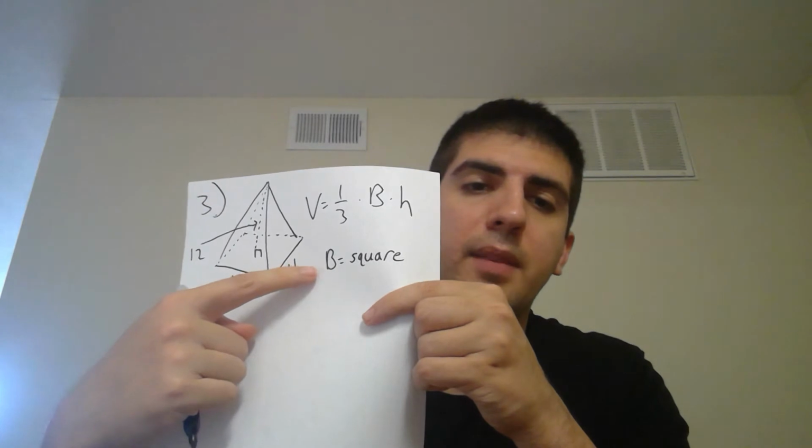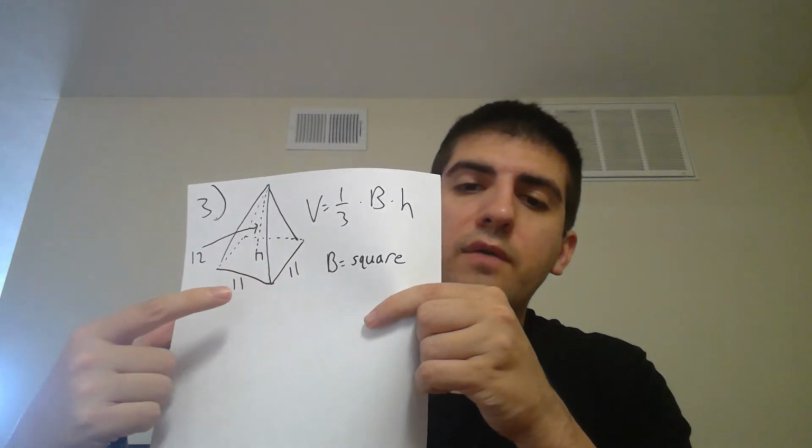Right now, I'm still working on the big B here. So the area of that square is 11 times 11. 11 times 11 is 121, and that's what big B is. So the base of this shape is 121.